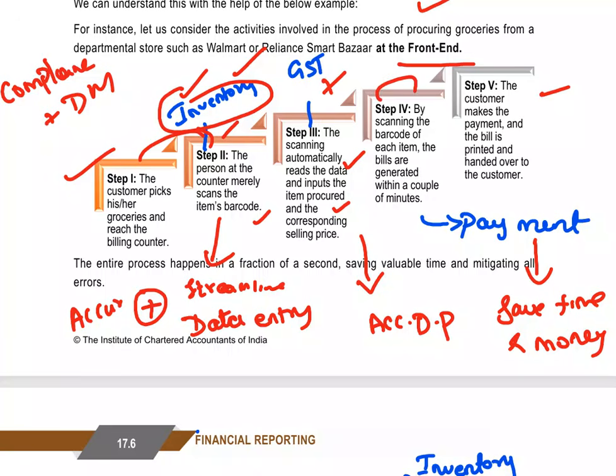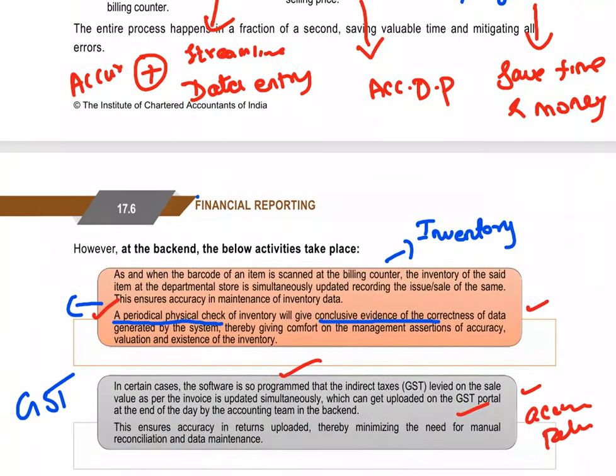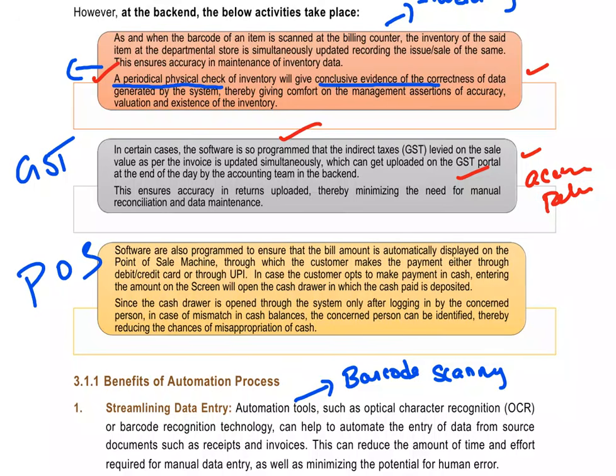The last 2 points are correlated. What is that? Once you got the price, you have to make the payment. Whenever you are making the payment, you have to use the point of sale. The software is also programmed in such a way that the point of sale machine is automatically displayed, and you are scanning and paying through UPI or your QR code, etc.